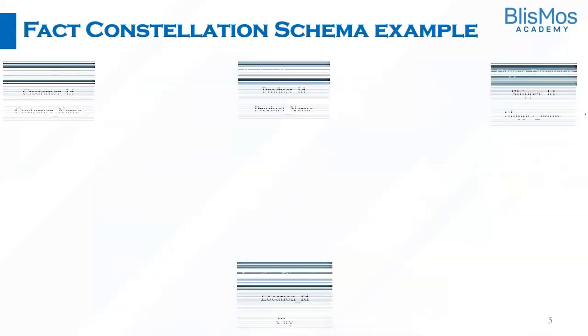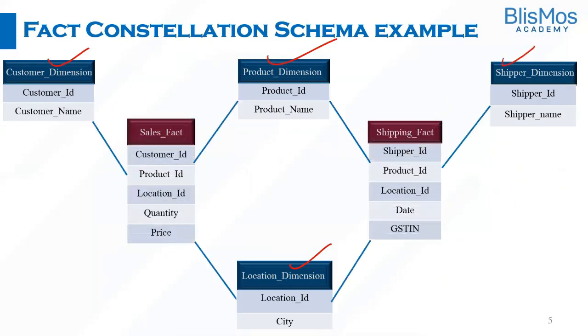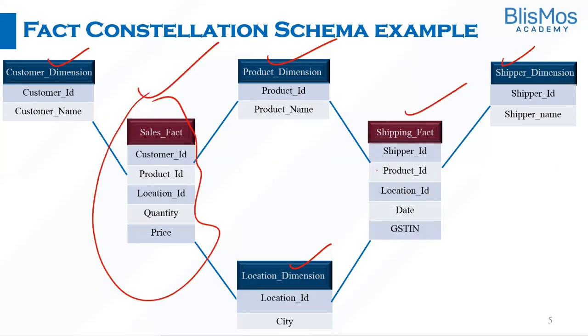Let us take an example here. We do have multiple dimension tables like customer dimension, product dimension, location dimension, and shipper dimension. Within these dimension tables, we do have a couple of fact tables. One fact table is the sales fact table, another fact table is the shipping fact table.